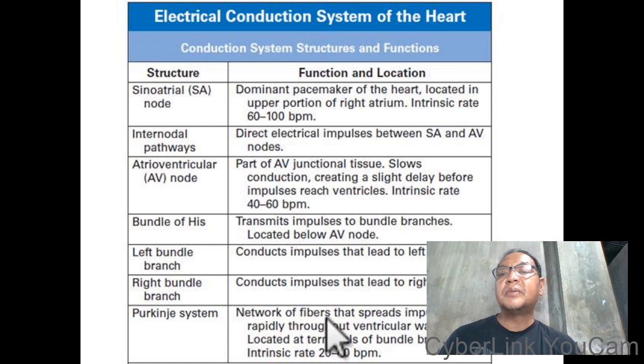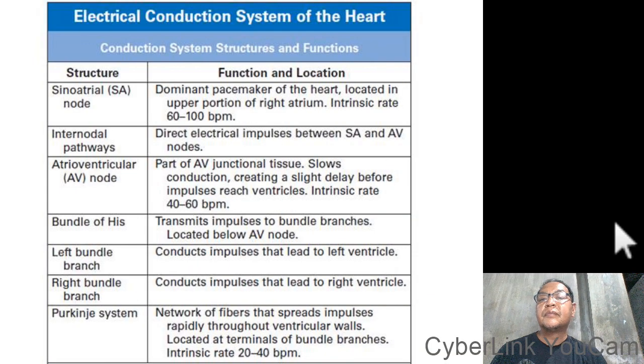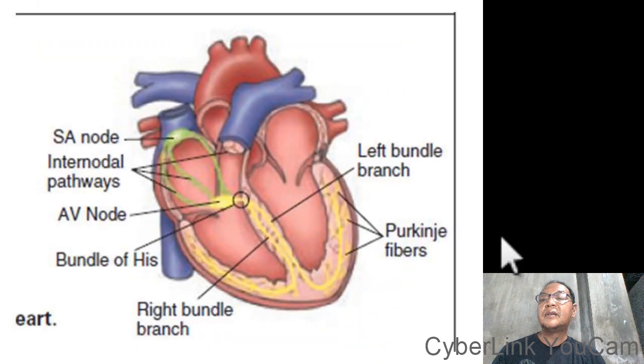Look at the Purkinje system, the intrinsic rate is 20 to 40. Remember these three: SA node 60 to 100, AV node 40 to 60, and this one 20 to 40. Clear?